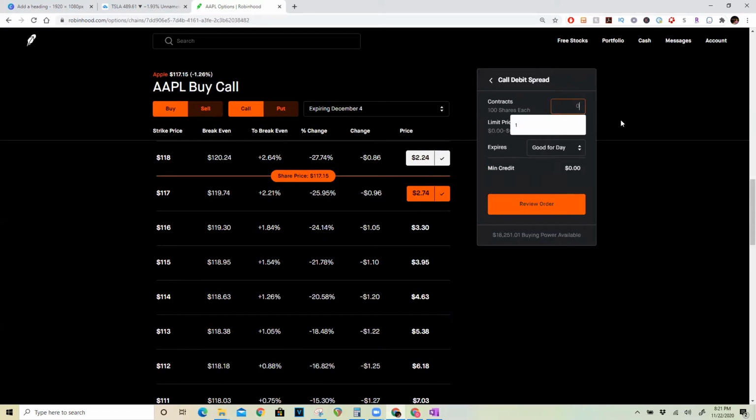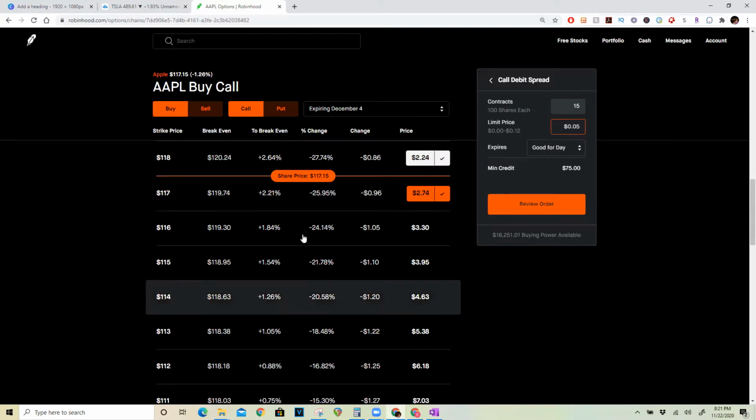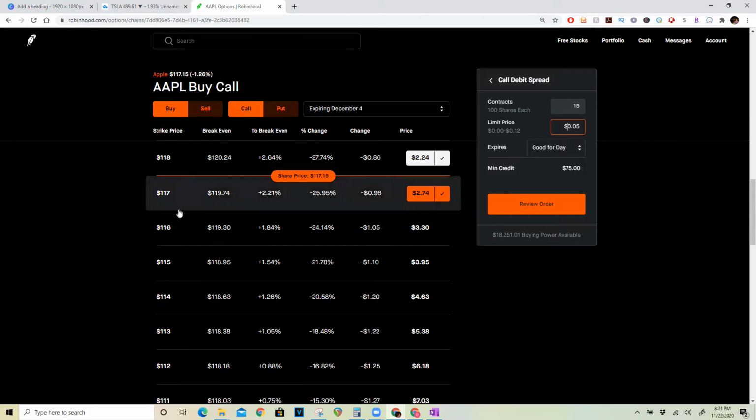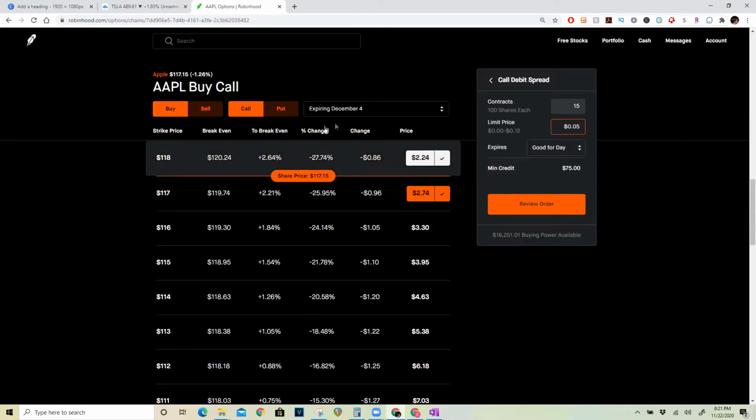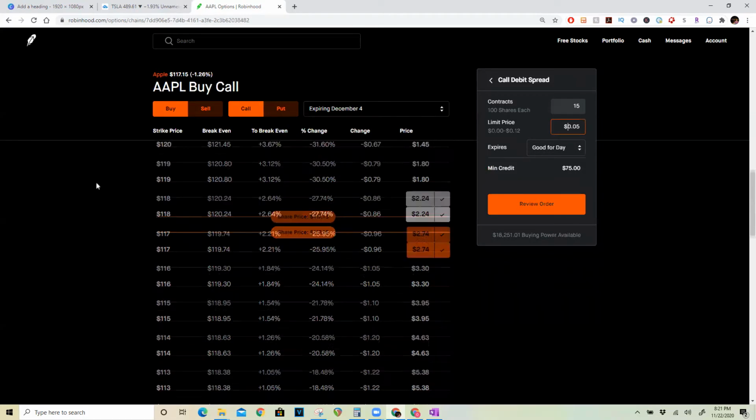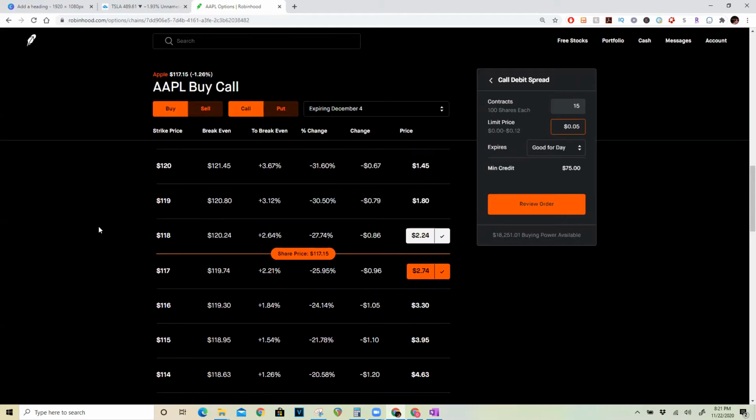But there, you can see that there is a bit of a bid-ask spread. So I have 15 of these spreads. So a limit price, I could set it at 0.05. So I could actually get a credit of $75 to roll it over to December 4th. Okay, so that's one way you can do it, so that you're giving Apple more time to recover from 117 to at least 118 by December 4th instead of November 27th, so that you can still make a profit.